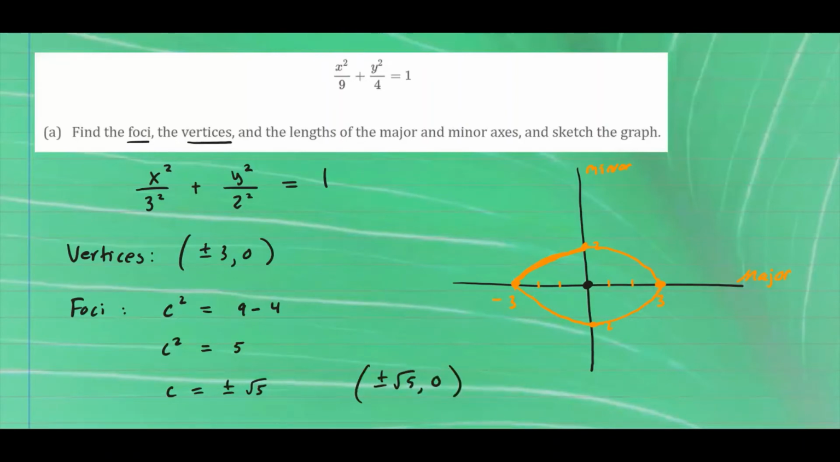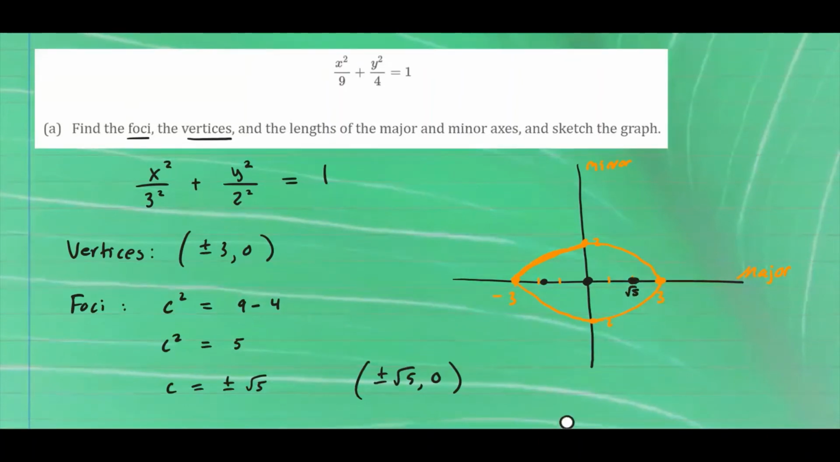So we can say the foci is somewhere right here. So let's just say that's square root of 5. And that's negative square root of 5. So there you have it.